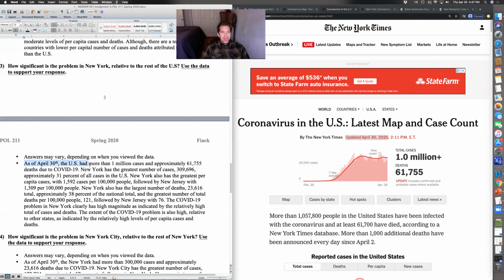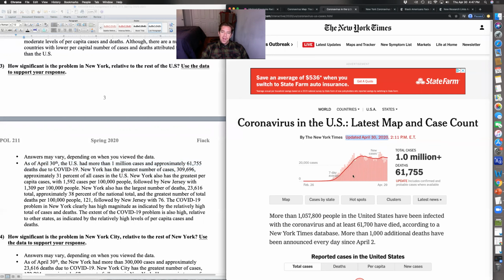But as of April 30th, the US had about 1 million cases and over 61,000 deaths attributed to COVID-19, and that information is here at the top. And you can see this interesting figure where it's leveled off, right? And we will talk about this in the last few weeks of class. But we see this kind of exponential growth and then a leveling off. But we're at 1 million cases, 61,000 deaths.